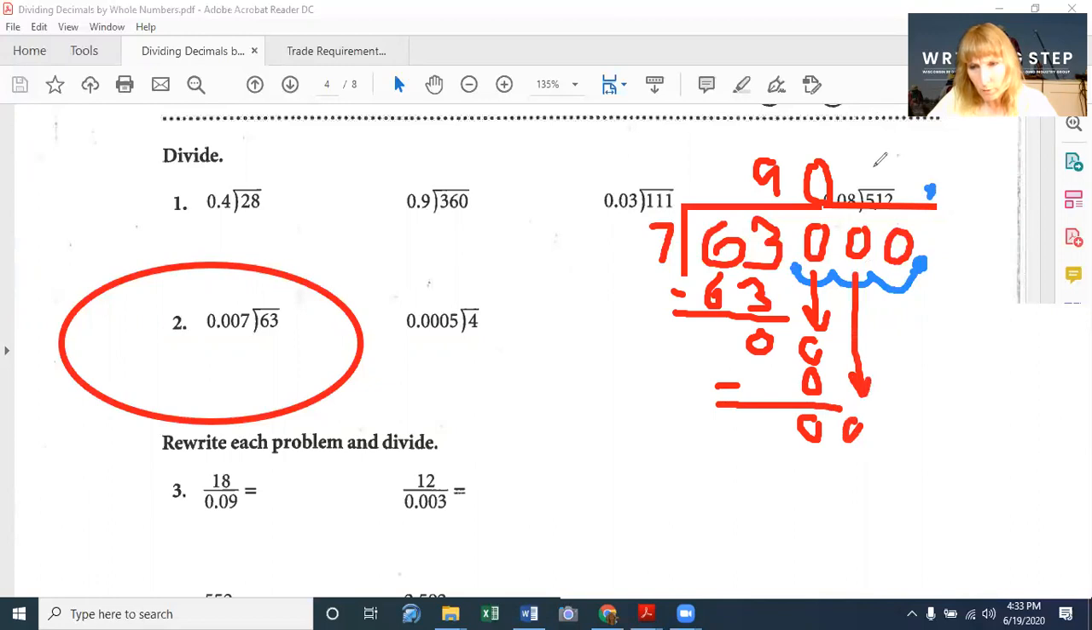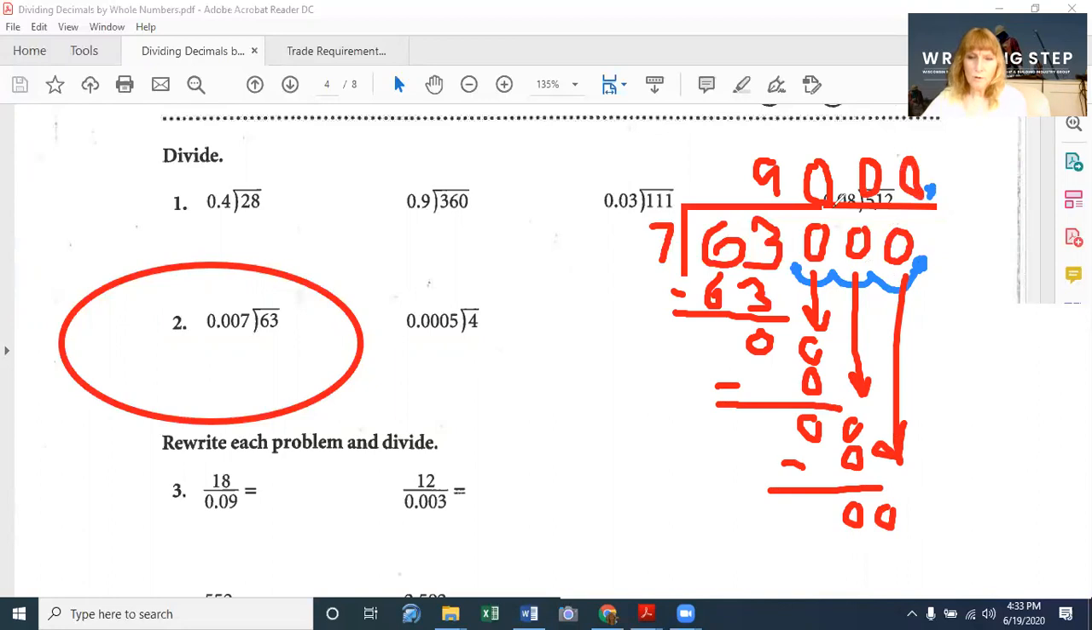And 7 will go into 0, 0 times. 7 times 0 is 0. And subtract again, you'll get 0. And you're going to bring down one last 0. And look at that. So 7 goes into 0, 0 times. When you notice this, you can just put your 3 zeros up on top like that instead of going through this on the bottom here. 0 minus 0 is 0, right? So the answer to that problem is 9,000. So we'll put 9,000 as our answer, with a comma in there.